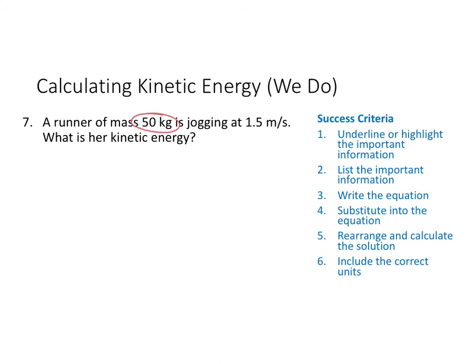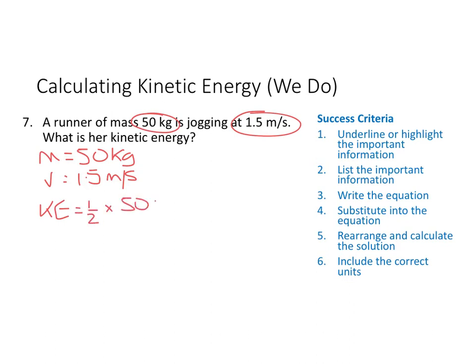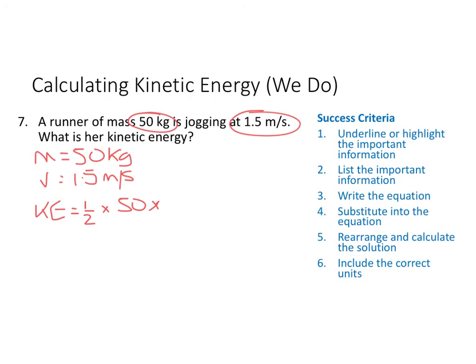Okay, so we've got 50 kilograms and the velocity there, so m equals 50, v equals 1.5. Let's put units in. Okay, so kinetic energy equals a half times 50 times 1.5 squared. That gives me 25, because a half of 50 is 25, times 1.5 squared, which is 2.25.